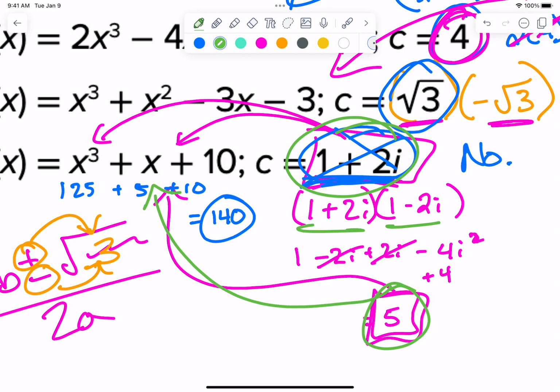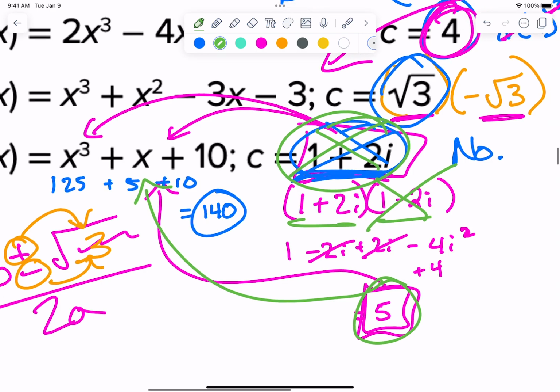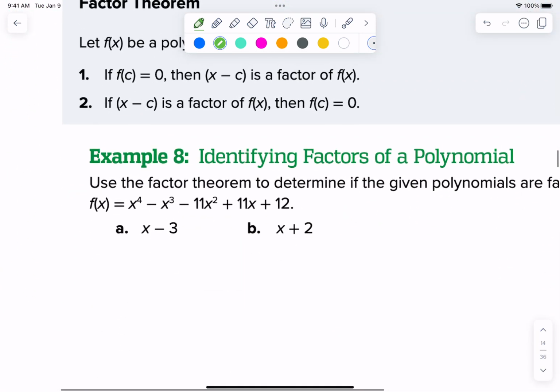Okay, so we found out that when we plug 5 in, it doesn't work, so that means 1 plus 2i doesn't work. Also, 1 minus 2i doesn't work, right? Okay, good? Makes sense? Kinda-ish? All right. Let's move on to the next thing and let's see what we get.